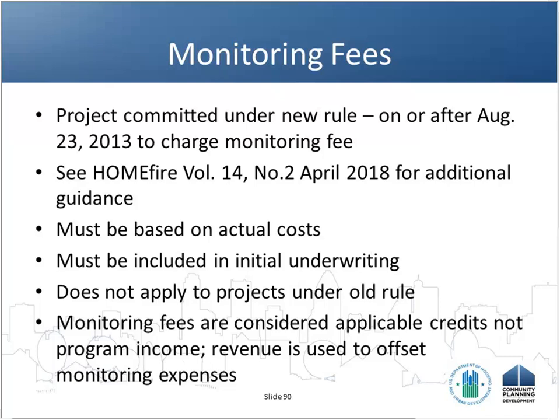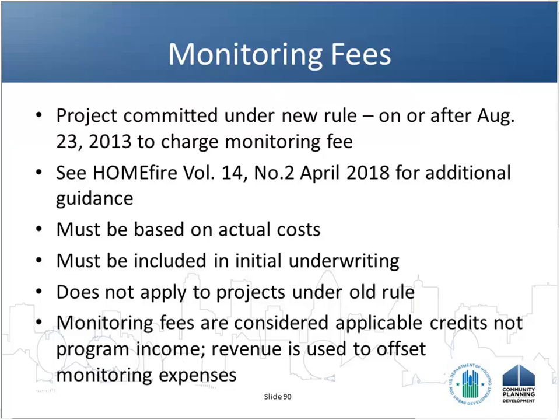So some key things here. This is only for those projects that are funded on or after the 2013 date. So it does not allow you to go back to the rest of your portfolio and begin to charge those projects a monitoring fee. There are also quite a few stipulations about how this is going to work. I would particularly guide you to the HOME Fire that came out in April of 2018 for some additional guidance.